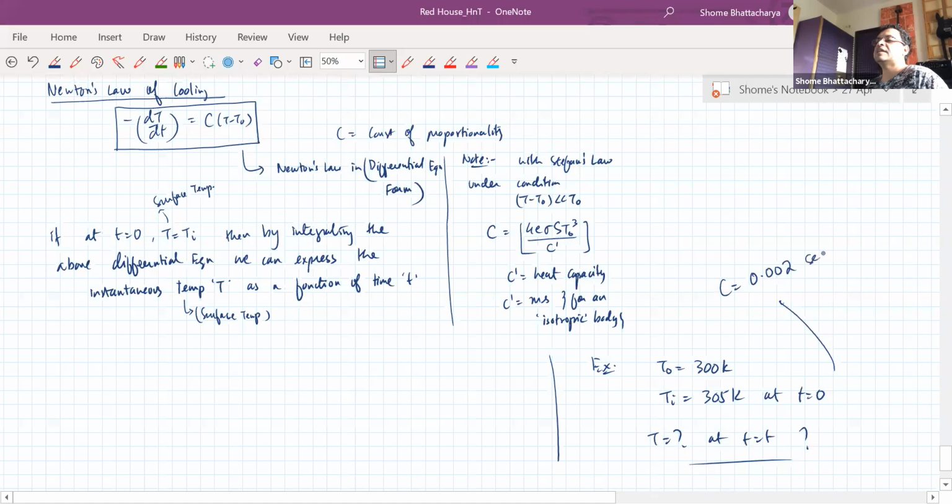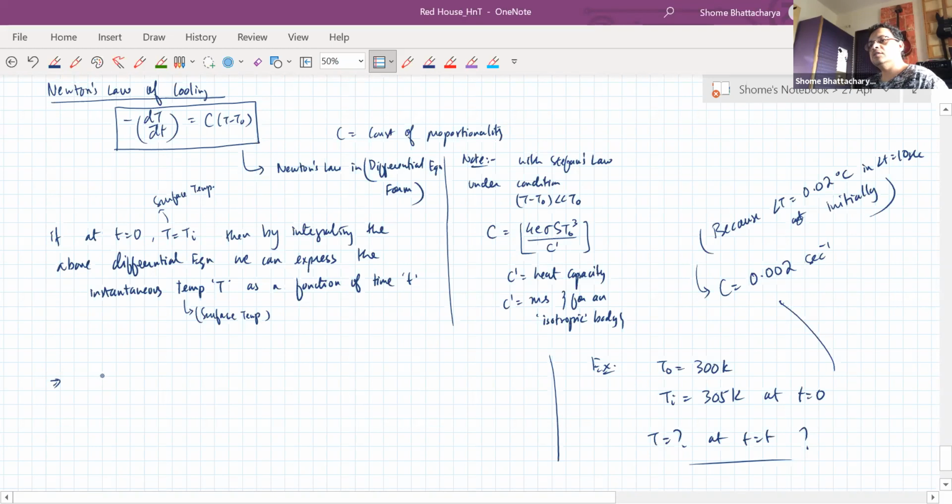Additionally, we had also seen that the constant C was equal to 0.002 second inverse, because the temperature was dropping by 0.02 degrees C in 10 seconds initially. Because this data was given, the constant of proportionality had come out to be this. Okay, so now let us see how we will integrate this relation.